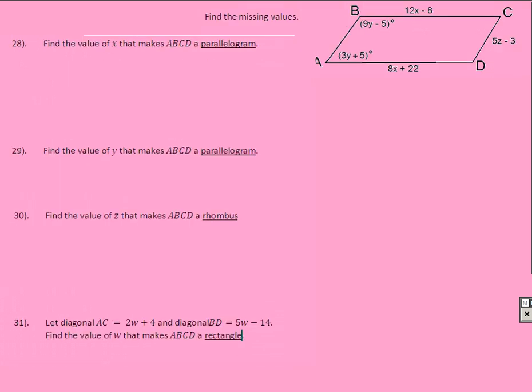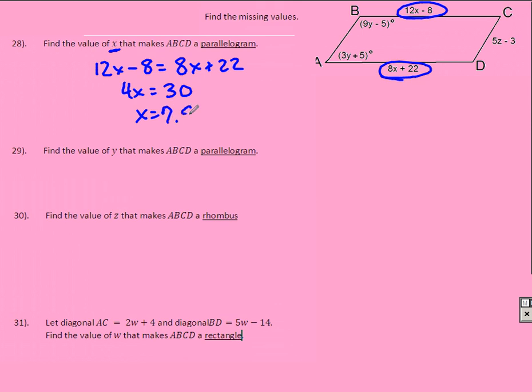To make this a parallelogram, first we're looking at x. Keep that in mind. x is here with sides. Opposite sides in a parallelogram must be the same, so I'm going to set them equal to each other. So 12x minus 8 will equal 8x plus 22. And then I'm just solving for x. So I should get 4x is equal to 30, which means x is equal to 7.5.